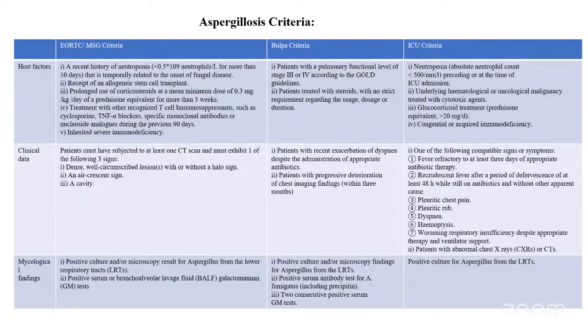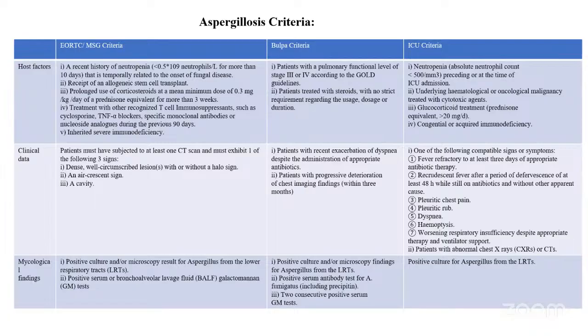In clinical data, the patient must have undergone at least one CT scan and must exhibit one of the following 3 signs: a dense, well-circumscribed lesion with or without halo sign, an air crescent sign, or a cavity. In mycological findings, there is a positive culture and microscopic result for aspergillus from the lower respiratory tract, and a positive serum galactomannan test. In the Blot criteria, host criteria include patients with pulmonary function of stage 3 and 4 according to GOLD guidelines, and patients on steroids with no strict requirement regarding the dosage and duration of usage.